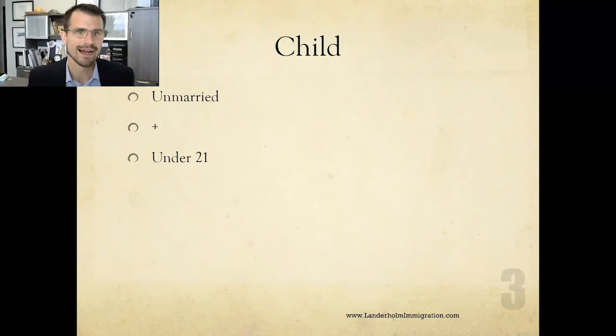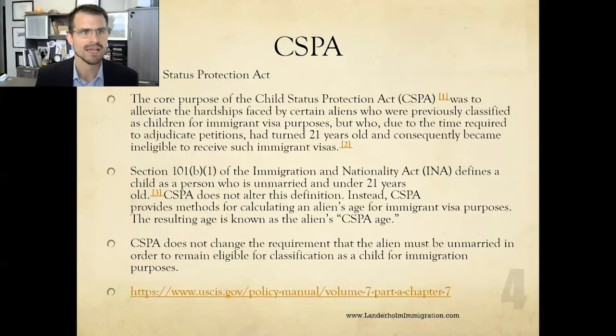All right. Legally, if the person is married or if they are over 21, they are no longer a quote unquote child, but they might be classified as your quote unquote son or your quote unquote daughter. All right. So it's a linguistic difference. But that's the way it works. So a child under U.S. immigration law has to be a person who is both unmarried and under the age of 21. And so then the question becomes, what's the Child Status Protection Act?